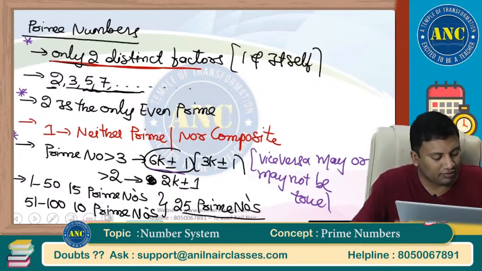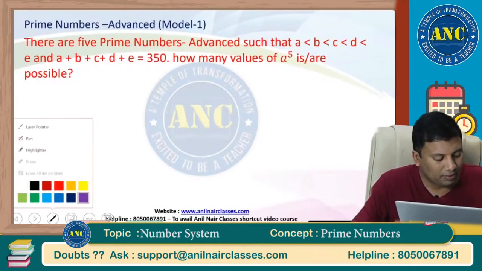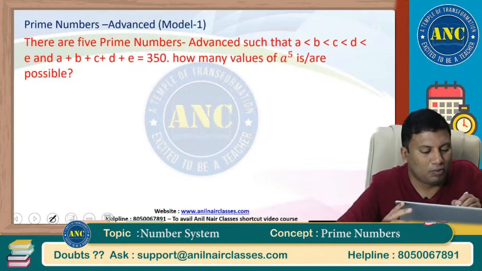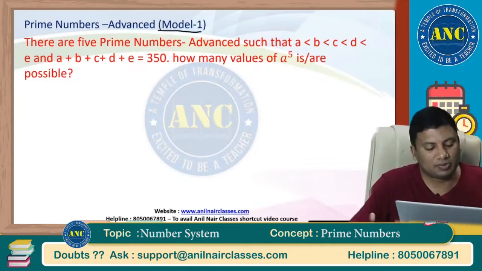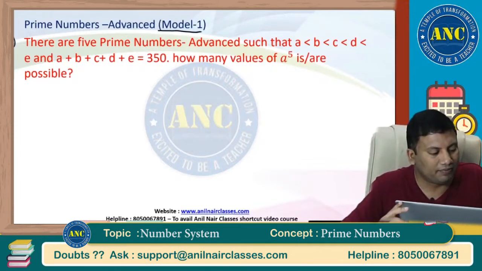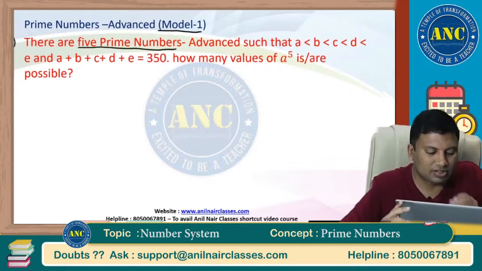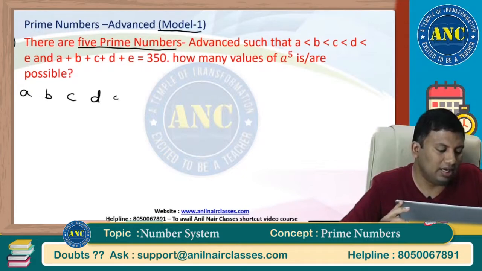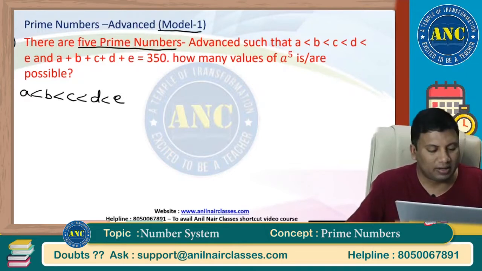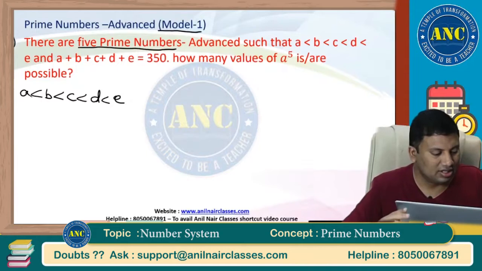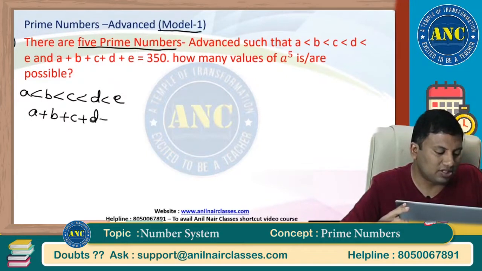Now, let us solve the first problem, a previous year examination question, model number 1. We will cover it as per model, so it will be clear to you. There are 5 prime numbers A, B, C, D and E, with A less than B less than C less than D less than E. All are distinct, and A plus B plus C plus D plus E equals 350.